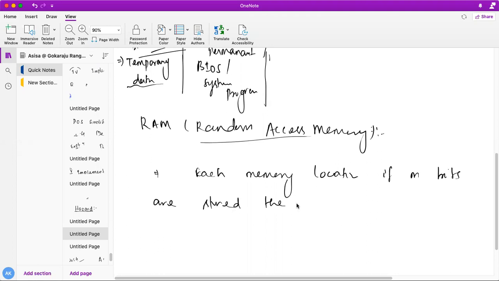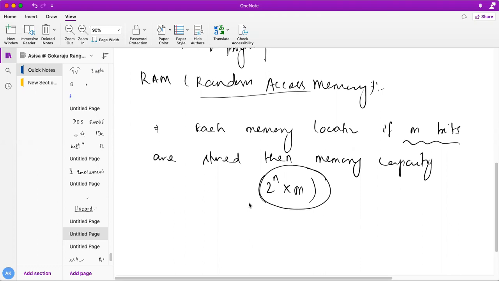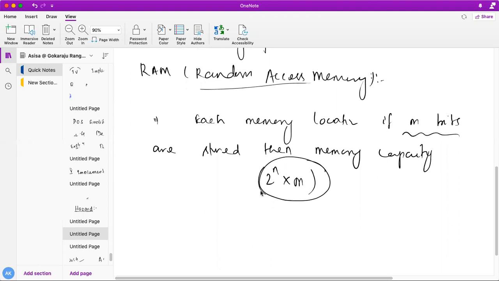then how much is the memory capacity? Memory capacity is 2 to the power n multiplied with m. If each memory location stores m bits of data, the complete memory capacity of the RAM is defined by 2 to the power n into m. So how will the question come up? If the question comes up with an n-bit address, now tell me, it is very simple: with an n-bit address, the maximum number of memory locations required is how much? 2 to the power n.